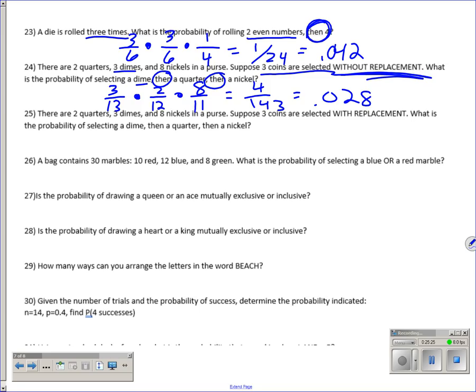Number 25, there are 2 quarters, 3 dimes, and 8 nickels in a purse. The same exact question as 24, but now 3 coins are selected with replacement. That means that I'm putting the coin back into the purse and my denominator is untouched. What is the probability of getting a dime, then a quarter, then a nickel? Again, that means to multiply. It's the same as number 24, it's just that the denominators are now staying the same. 3 out of 13, 2 out of 13, and 8 out of 13. Which I'm getting 48 over 2197, or 0.023.